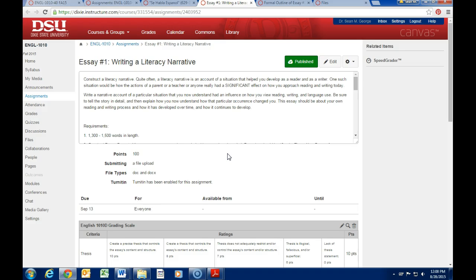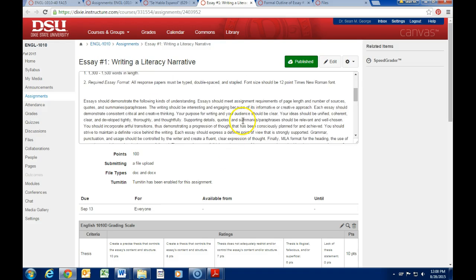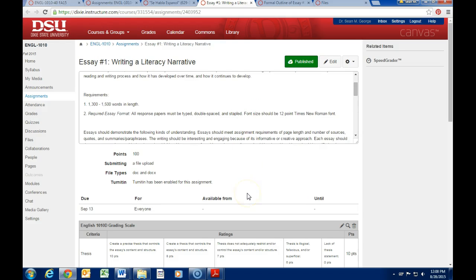Explain how you now understand how that particular occurrence or these situations have shaped you as a reader and writer and user of language. And again, this essay should be about your own reading and writing process, how it's developed over time, how it continues to develop. The specific requirements of the essay: this needs to be 1,300 to 1,500 words in length, which roughly translates into 4 or 5 typed pages, double-spaced. And again, following MLA format. View the other lecture that I posted on MLA format for that.